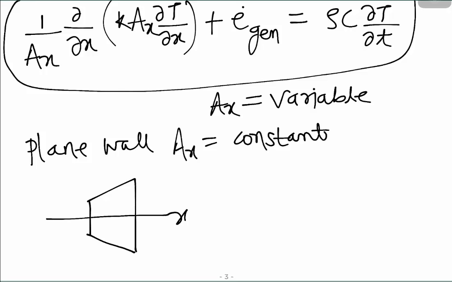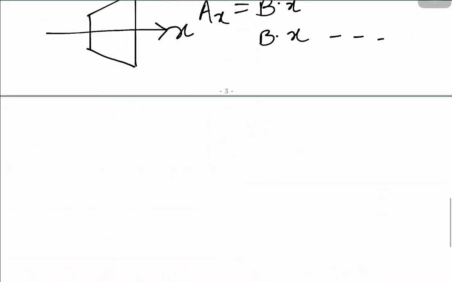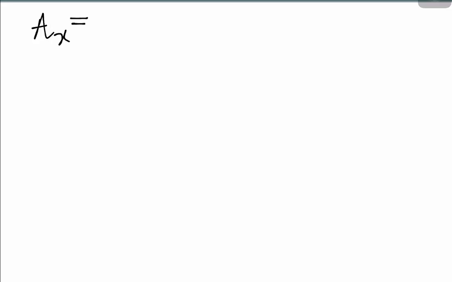This is x direction and this is our area. Here in x direction, Ax is variable. Suppose Ax is equal to some b into x square or say b into x, like that. So it depends on what is given in the example or in the question. For the subsequent calculations, I will assume area Ax to be constant.